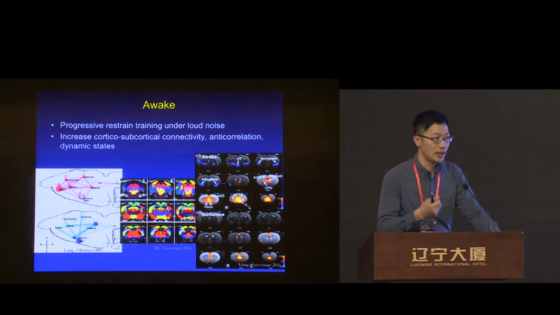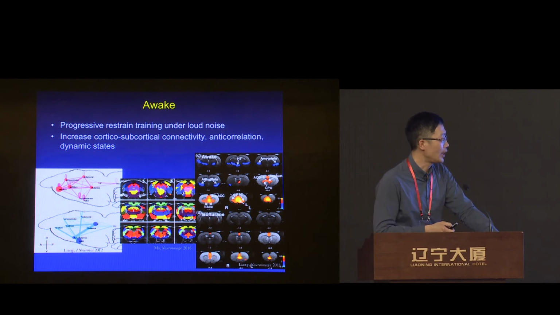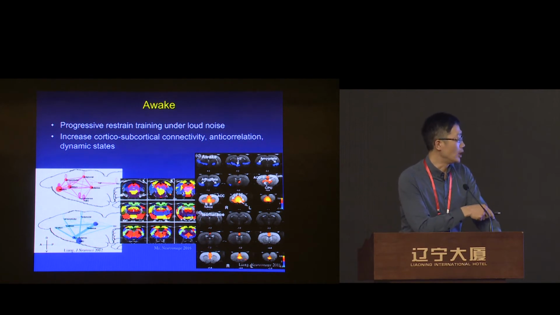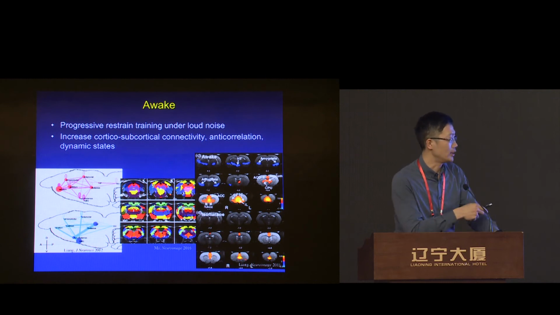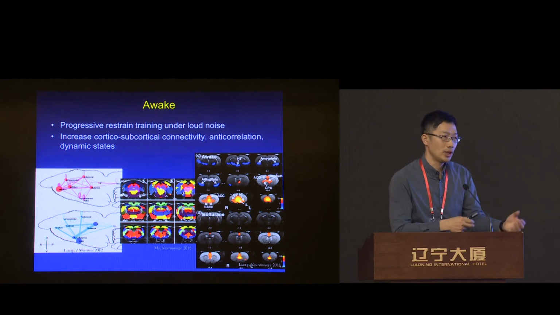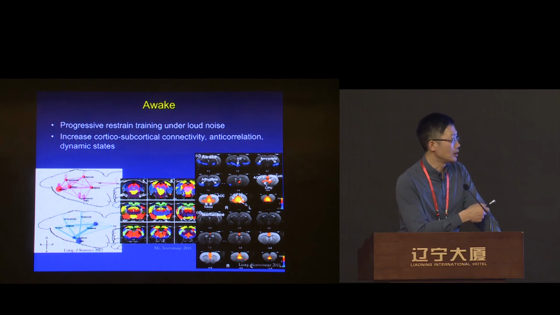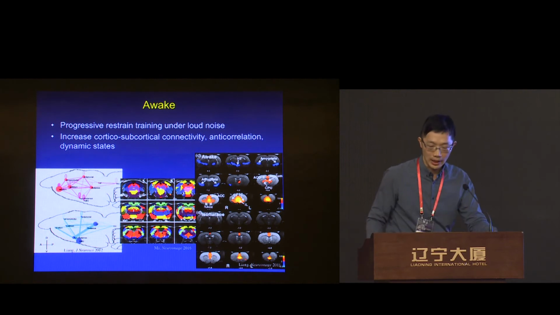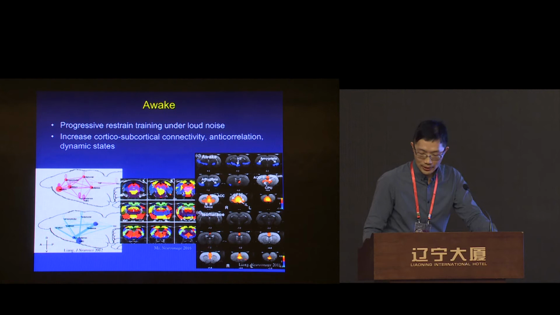If you can succeed in adapting your rat to that, you can see a much stronger increase in the cortical and subcortical connectivity, particularly between striatum and thalamus. So you can construct a resting state network that almost covers the whole brain. And it has been shown that the anti-correlation, an interesting feature in humans, can be enhanced during the awake state. Also, if you look at dynamic connectivity, you can see more dynamic states.